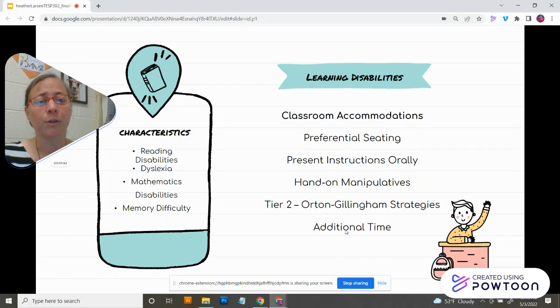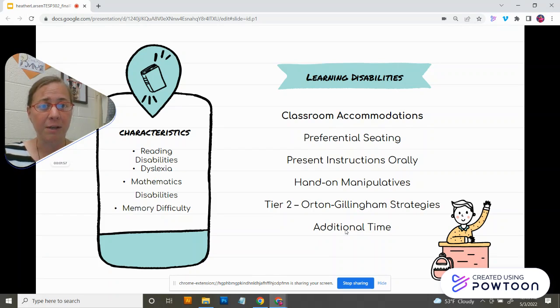But first of all, let's look at learning disabilities. Students who have learning disabilities may have dyslexia or some math disability where they don't comprehend the math skills that are being presented. They also have memory difficulty as well.